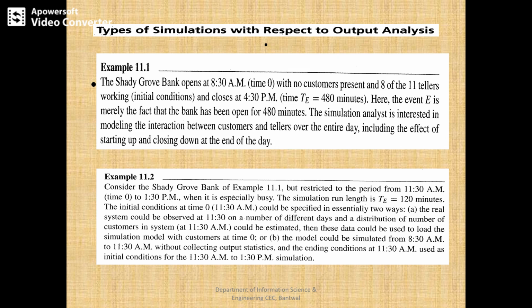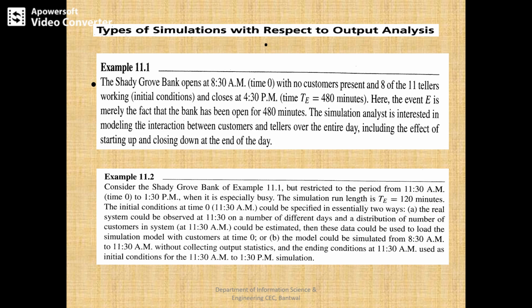So here the event E is merely the fact that the bank has been open for 480 minutes. The simulation analyst is interested in modeling the interaction between customers and tellers over the entire day, including the effect of starting up and closing down at the end of the day.